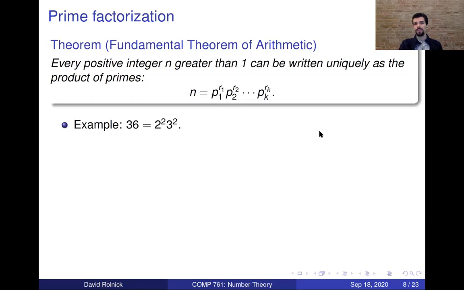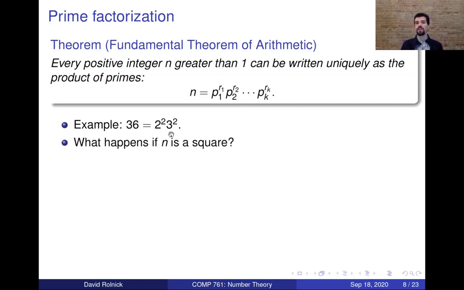For example, 36's prime factorization has 2 2's and 2 3's. There are 2 factors of 2 in there and 2 factors of 3. 2 squared times 3 squared equals 36. There is no other way to write this as a product of primes unless you were to shuffle around the 2 and the 3.